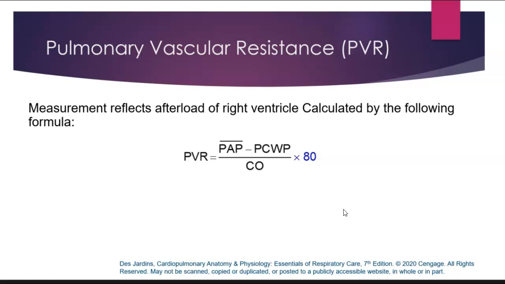So again, that pulmonary vascular resistance measurement reflects the afterload of that right ventricle. So it's what that right ventricle has to pump against, and this is how you calculate it. It's not something that's directly measured. It's calculated based on these other measurements. You do not need to know how to do the math.